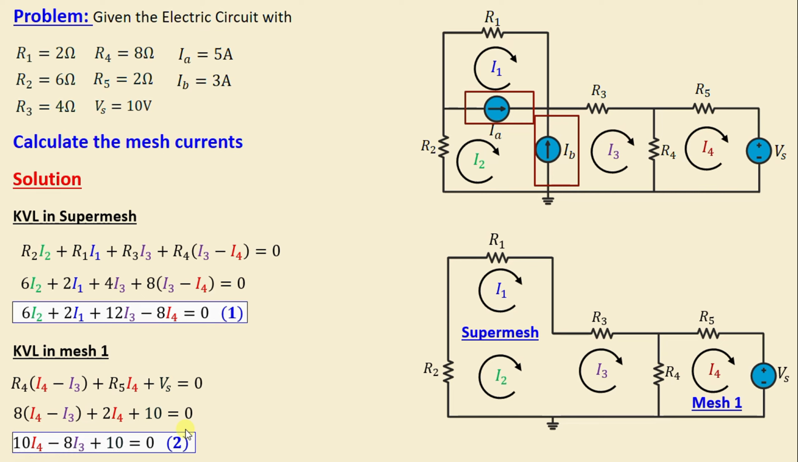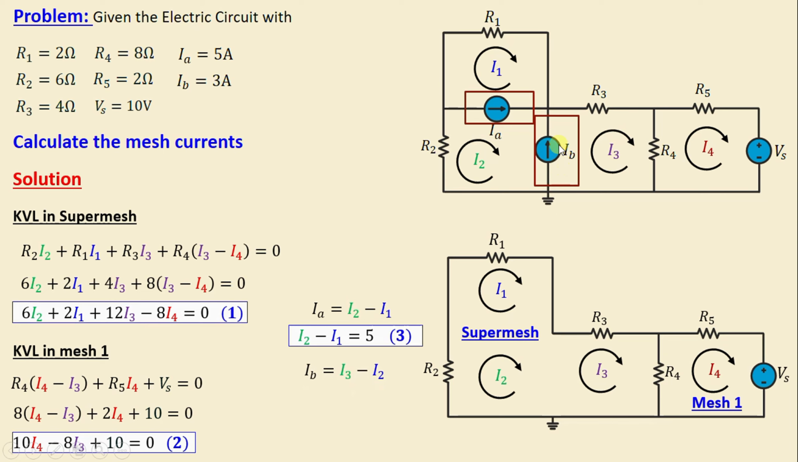We currently have 2 equations with 4 unknowns, which means we require 2 additional equations to solve this problem. In order to get 2 other equations, let's focus on the current sources IA and IB. We can write IA is equal to I2 minus I1. That means I2 minus I1 is equal to 5. And I will call this equation number 3.